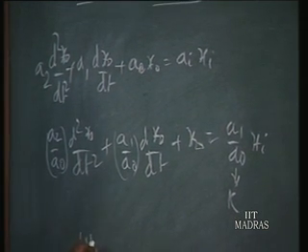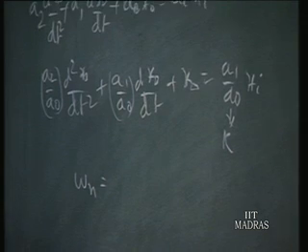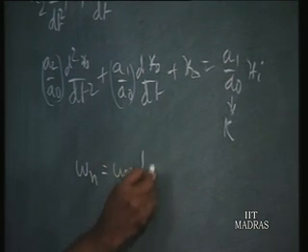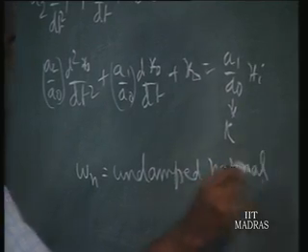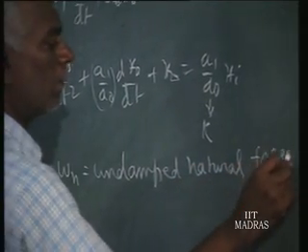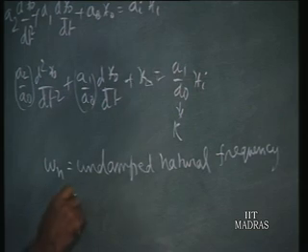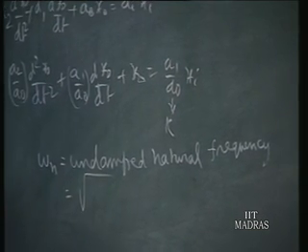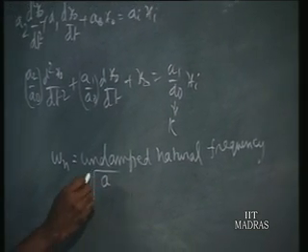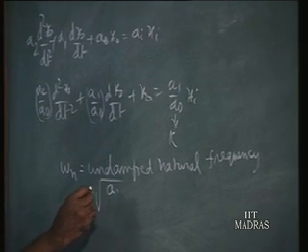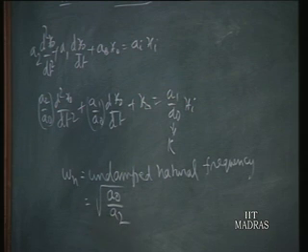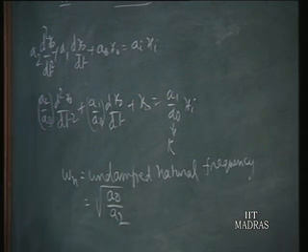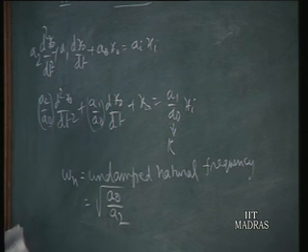We have got these terms. The undamped natural frequency of the system, omega n, is equal to root of A0 by A2. That is the definition for the undamped natural frequency.